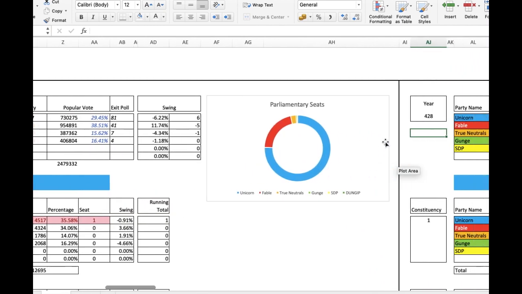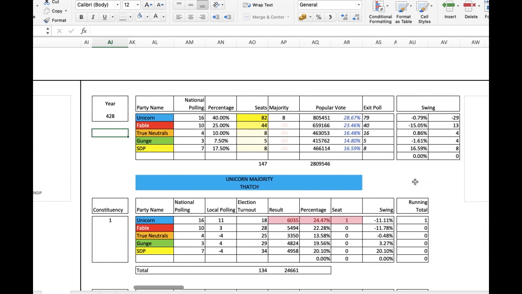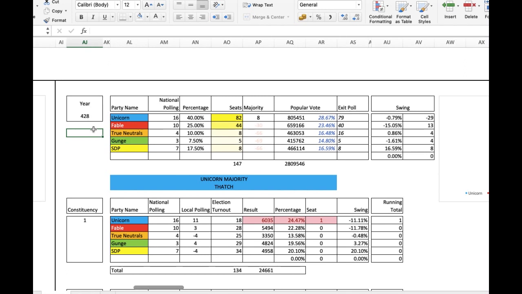So let's skip forward 4 years to the next election of year 428. Interesting thing here, a new party has arrived. The SDP, the Sorcerers and Druidic Party. I rolled a d20 for them to get their national polling. They came up with 7.